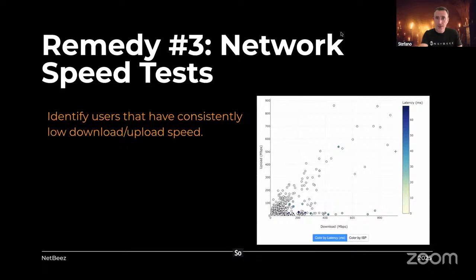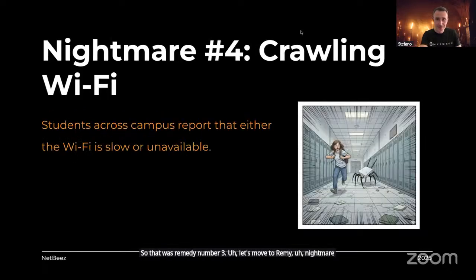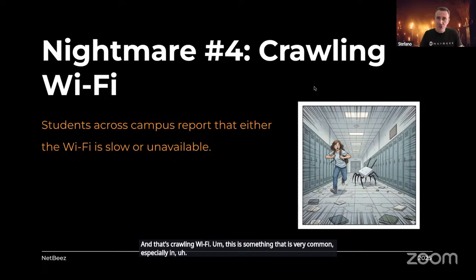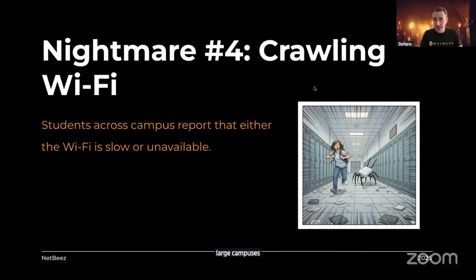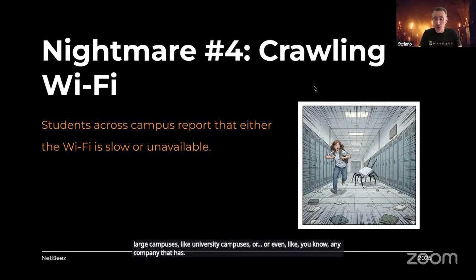So that was remedy number 3. Let's move to remedy nightmare number 4, and that's crawling Wi-Fi. This is something that is very common, especially in large campuses like university campuses, or any company that has many remote offices with Wi-Fi.